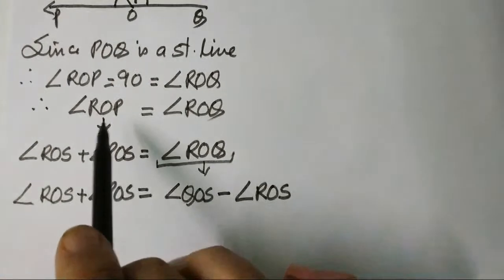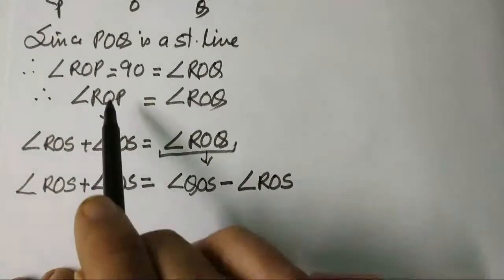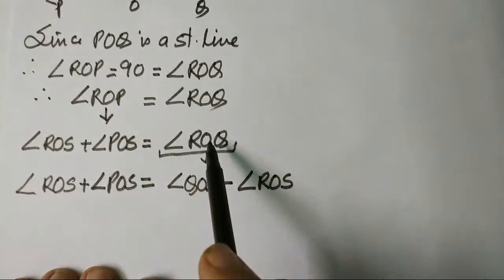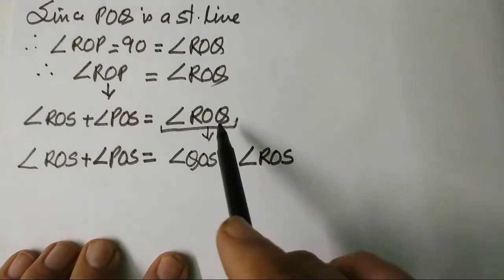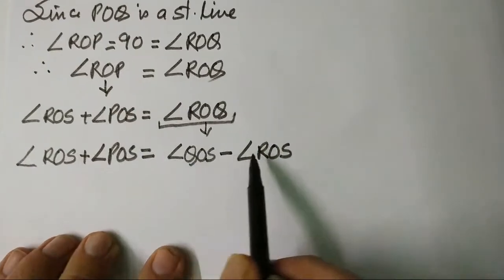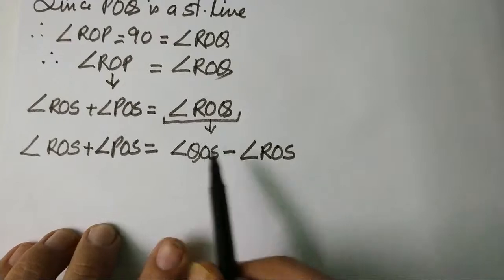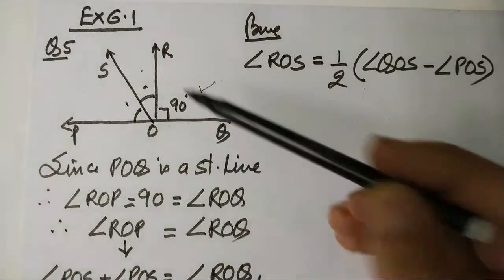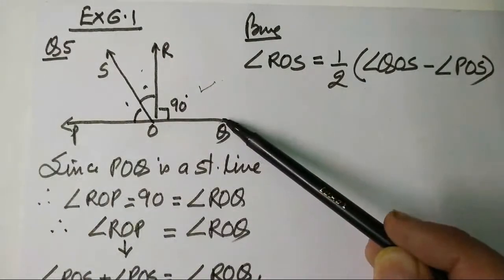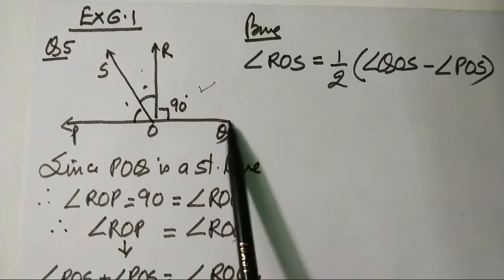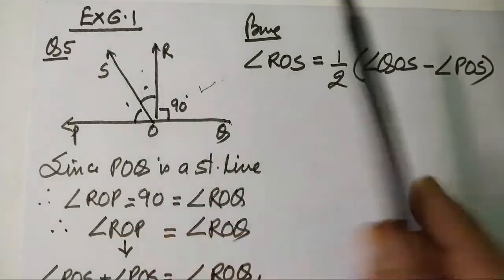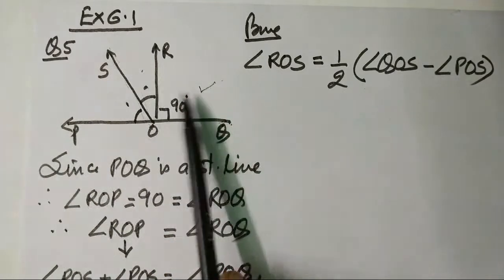So first I have renamed this, then this is also equal to the sum of these two. Then ROQ I have named as this because ROQ can be obtained by subtracting this angle from the full angle. You can see the video again. ROQ can be obtained by subtracting ROS from the full angle QOS. If I subtract this angle, then I will get this part. So this is what I have written here.